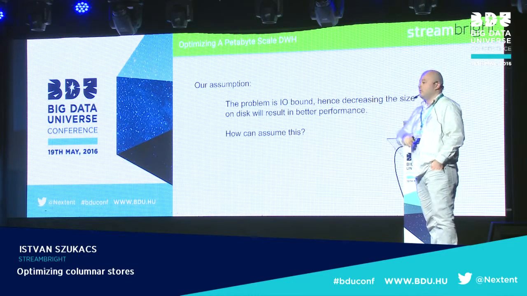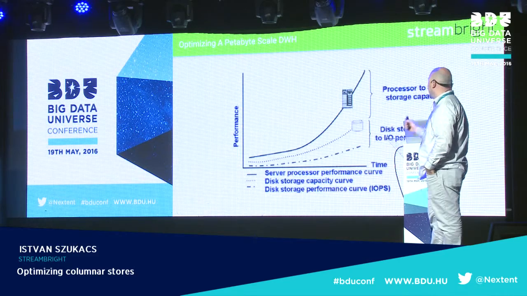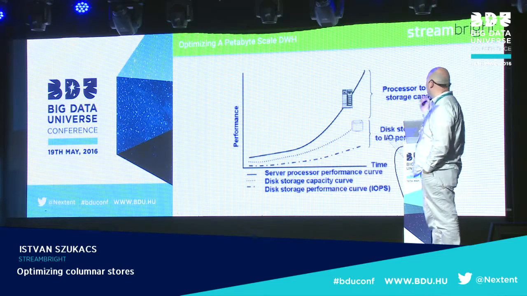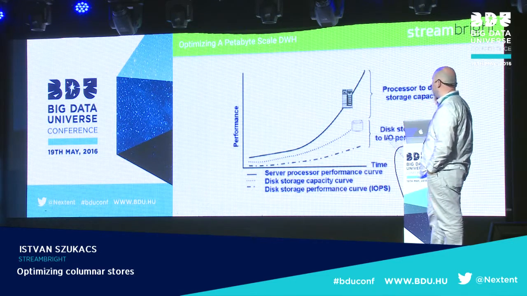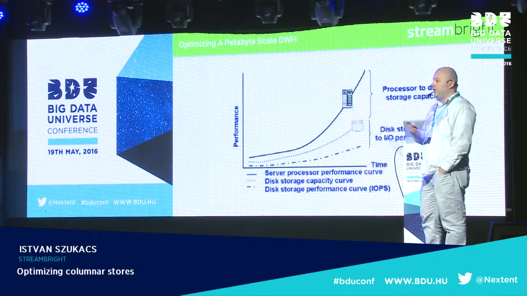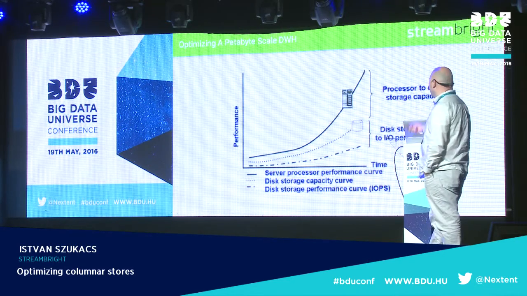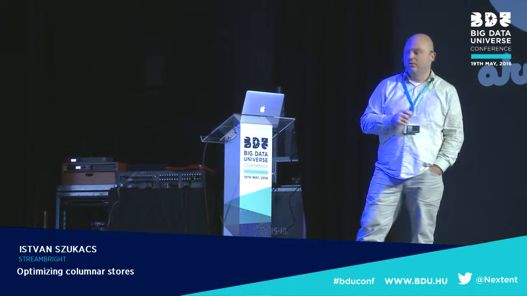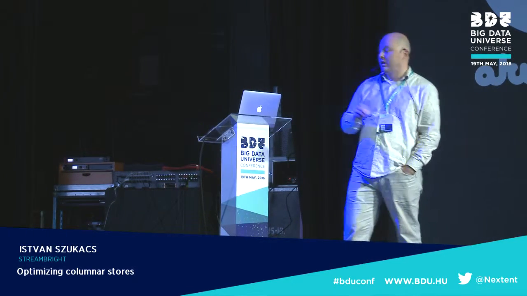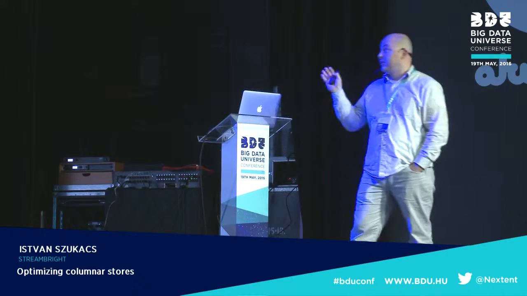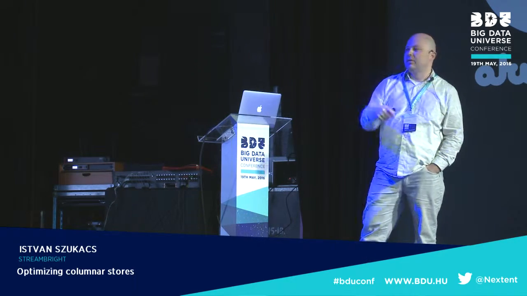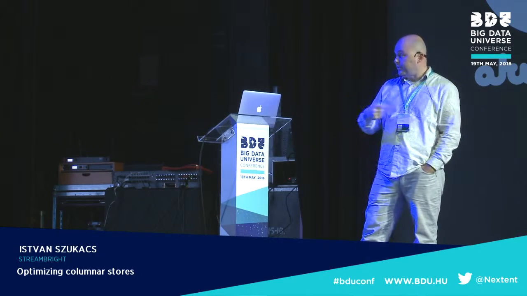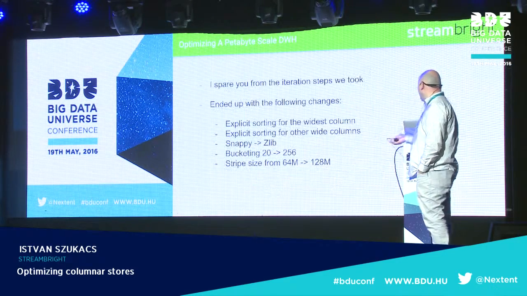So how can we assess this without even looking at the cluster? The thing is that CPU capacity has been outperforming the storage capacity and storage performance for the last 3 decades. So it's not going to change any time soon, meaning that CPUs are developing much, much faster than server disks, or disk performance, or capacity. So I assumed that if I decrease the amount of data that we store on disk by better compression, then we're going to gain some performance even on the querying side.